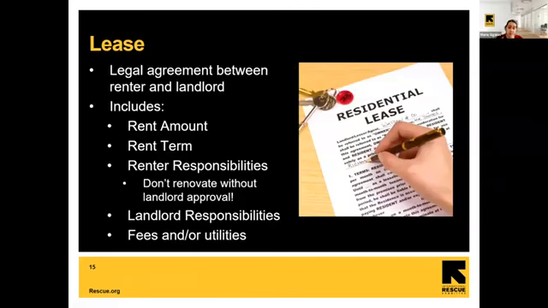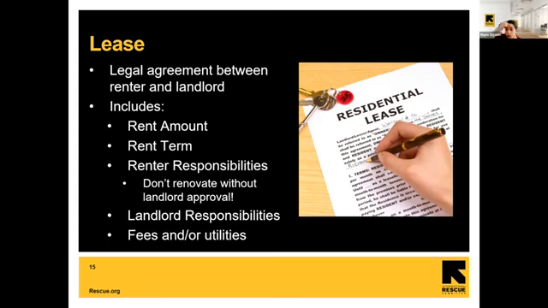Your lease is the legal agreement between the renter or the tenant and the landlord. When you sign this lease agreement, you are signing off on certain responsibilities when you're living in that apartment or home. Your lease is going to include everything you need to know about living in that place, right? It's going to include your rent amount: how much you're going to pay every month, when the money is due, how to pay, and what will happen if you don't pay on time.